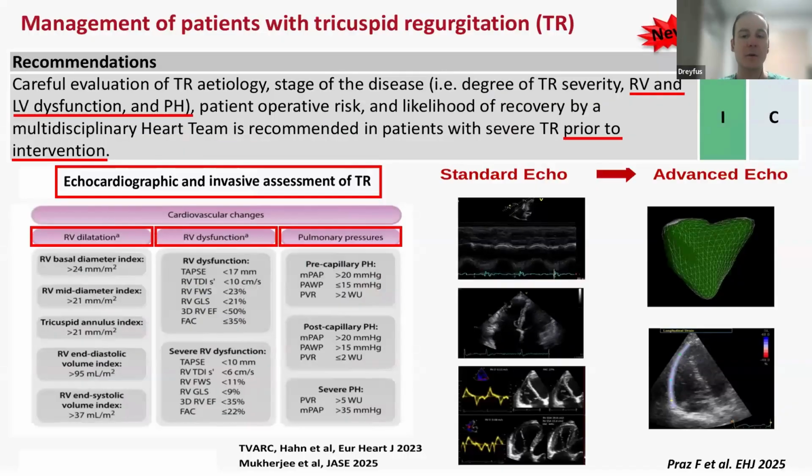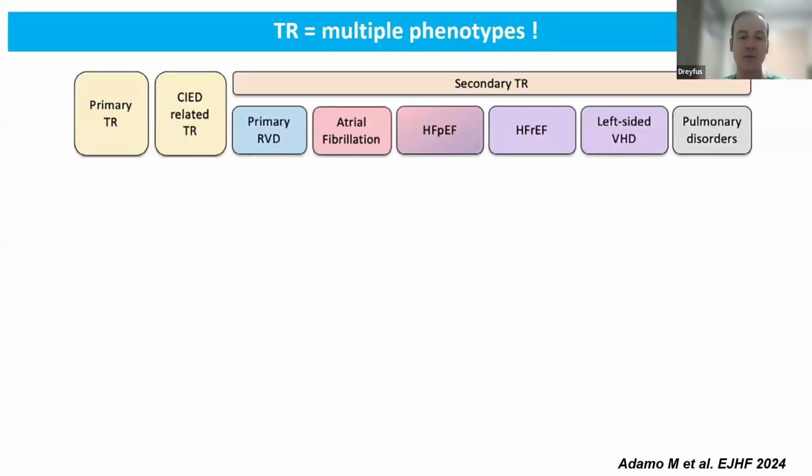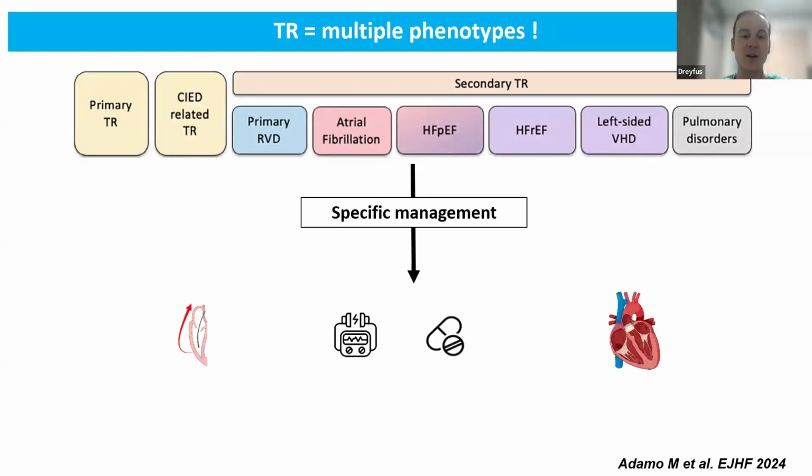Then, the third very important point is to assess LV and RV function and pulmonary pressure. And once again, it's not easy to assess. That's why we need a multi-parameter approach with standard echo, but also advanced echo and sometimes CMR to help us perfectly understand the size and the function of the right ventricle and the left ventricle. Patients with TR represent a very heterogeneous population with many phenotypes. And why is it important? Because according to the phenotype, you will have a dedicated management.